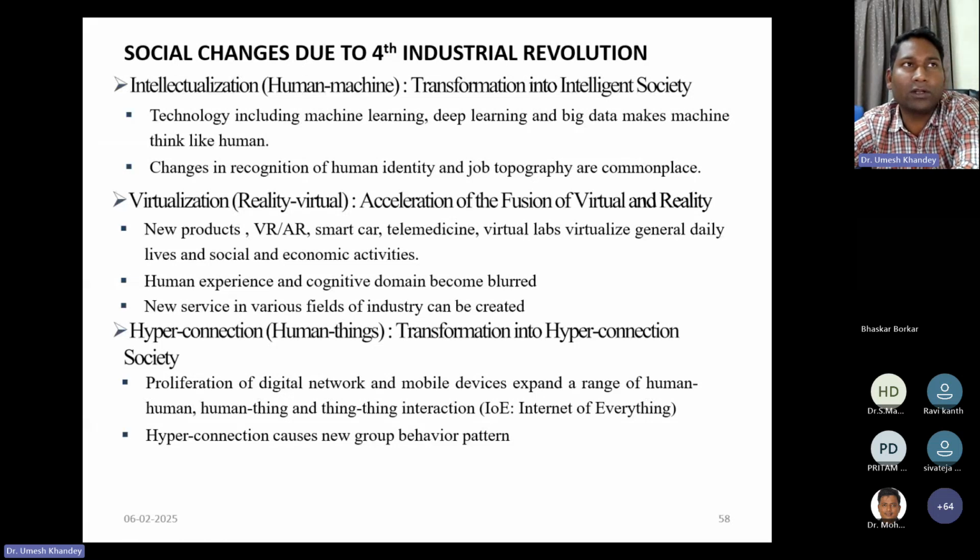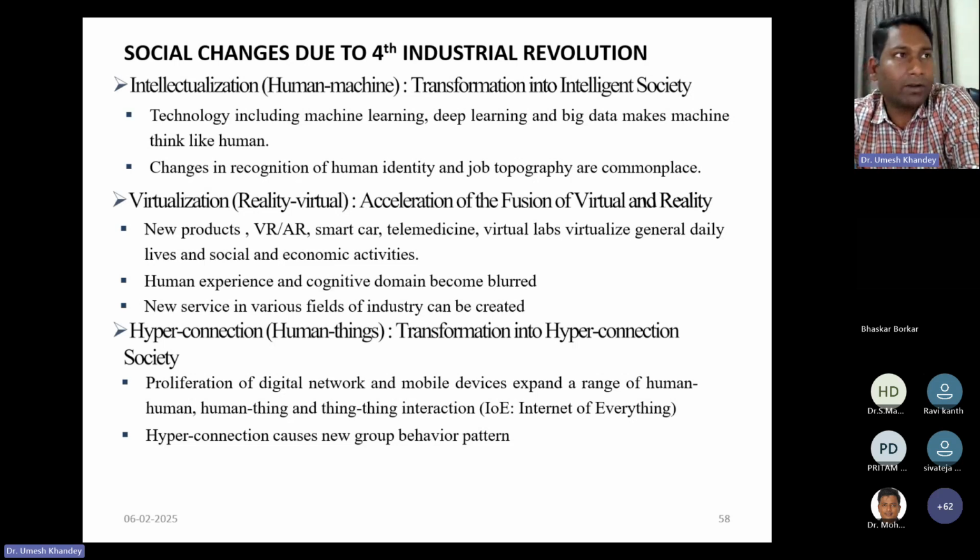Next one, social changes due to the fourth industrial revolution. First, intellectualization of human-machine: here the knowledge is transferred from the human being to the machine. Now you are making the machine more intelligent through various technologies, giving one intelligent society which builds a human-machine interaction or relationship, in terms of machine learning, deep learning, and big data. All these are going to train one artificial human which operates in place of a human being. So one human teaches the machine, and the machine operates and deals with situations. Changes in the recognition of human identity and job topography are commonplace.